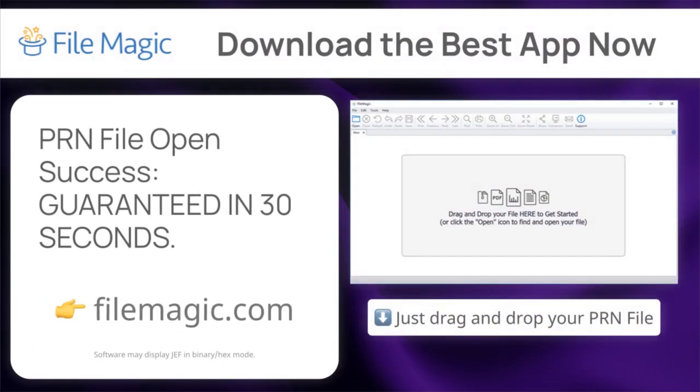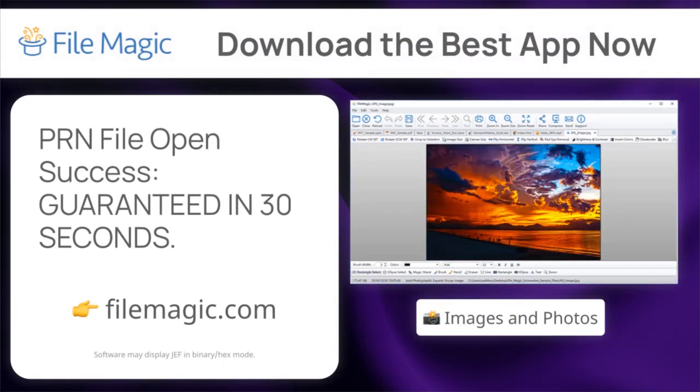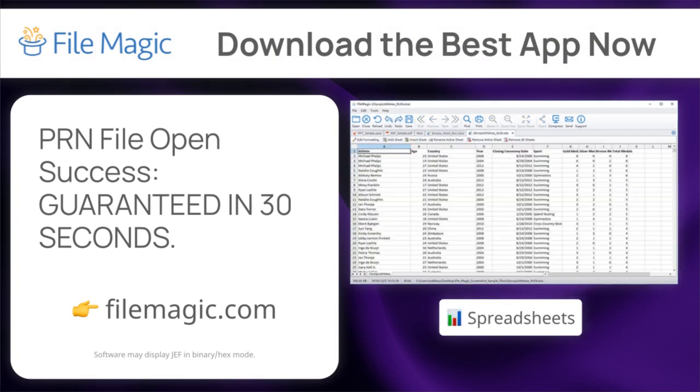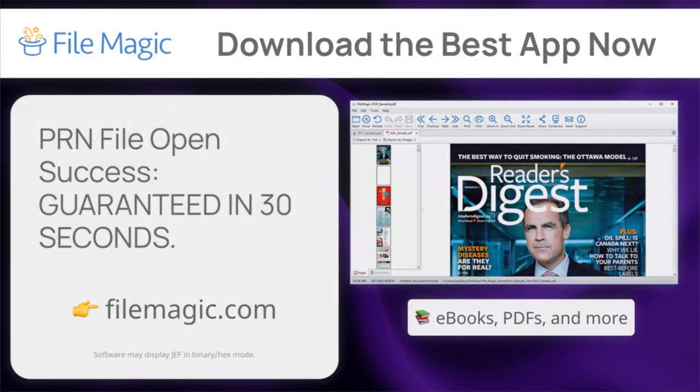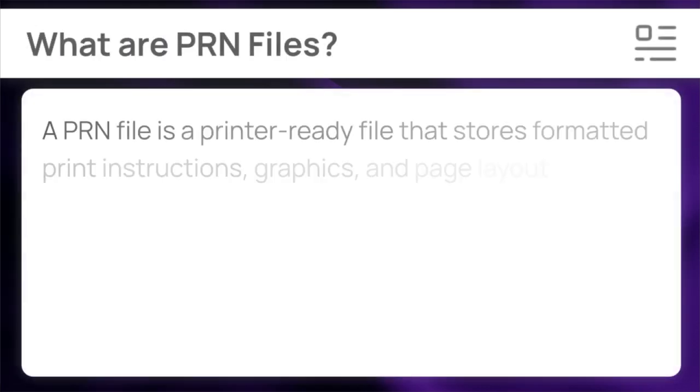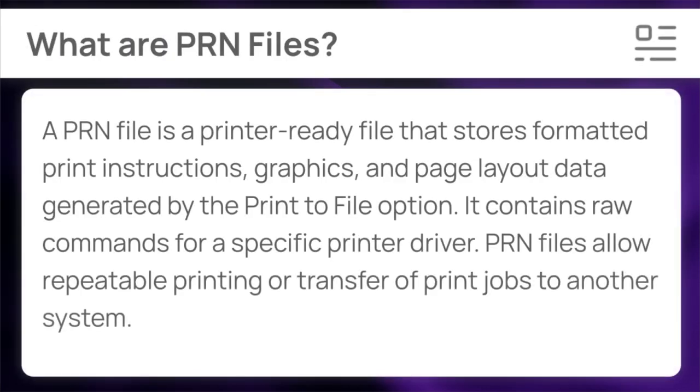Heads up on the final step. We will reveal why investing in one exceptional PRN file inspection utility is the best long-term solution for managing countless file formats. We can trace the origins of the PRN extension back to the document file specification.